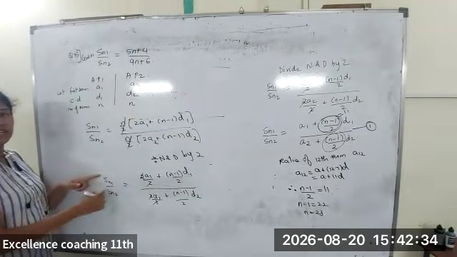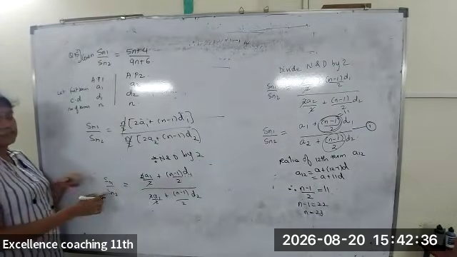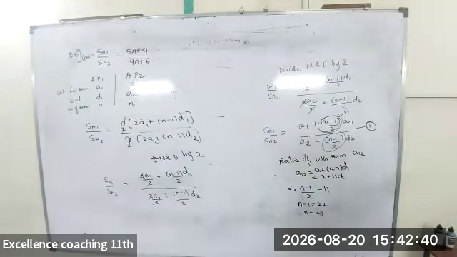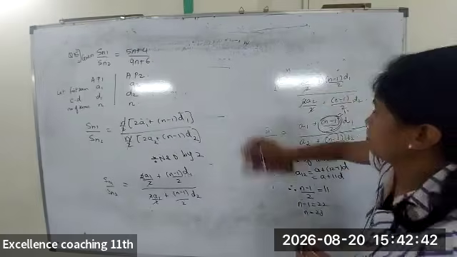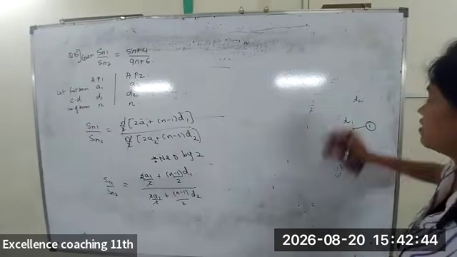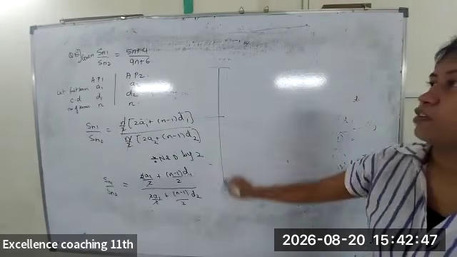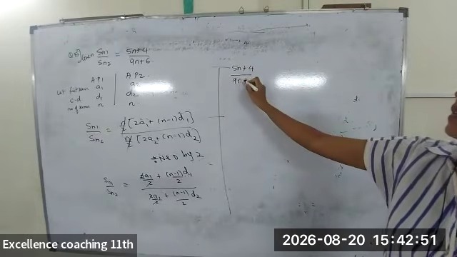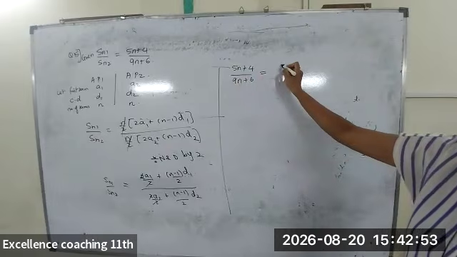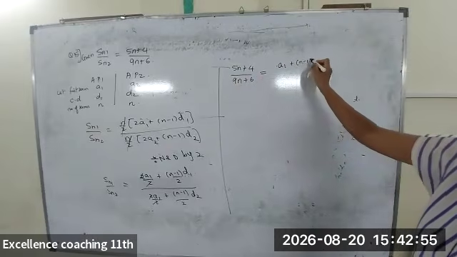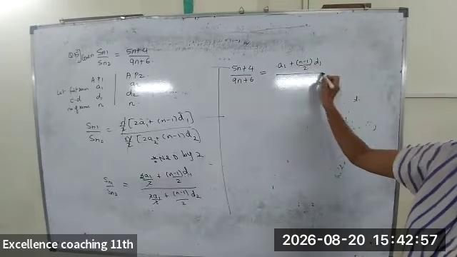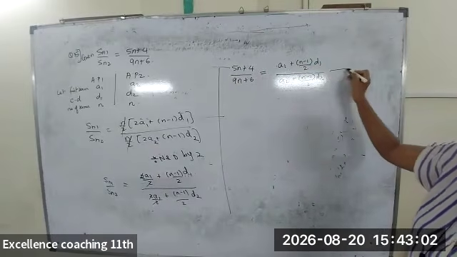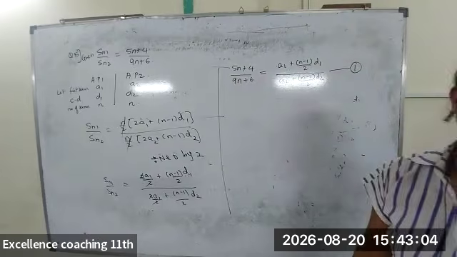Now put the values of Sn1 and Sn2 here itself. What is the value of Sn1 upon Sn2 given? You substitute. It is given to us as 5n plus 4 upon. Mark it as equation 1.